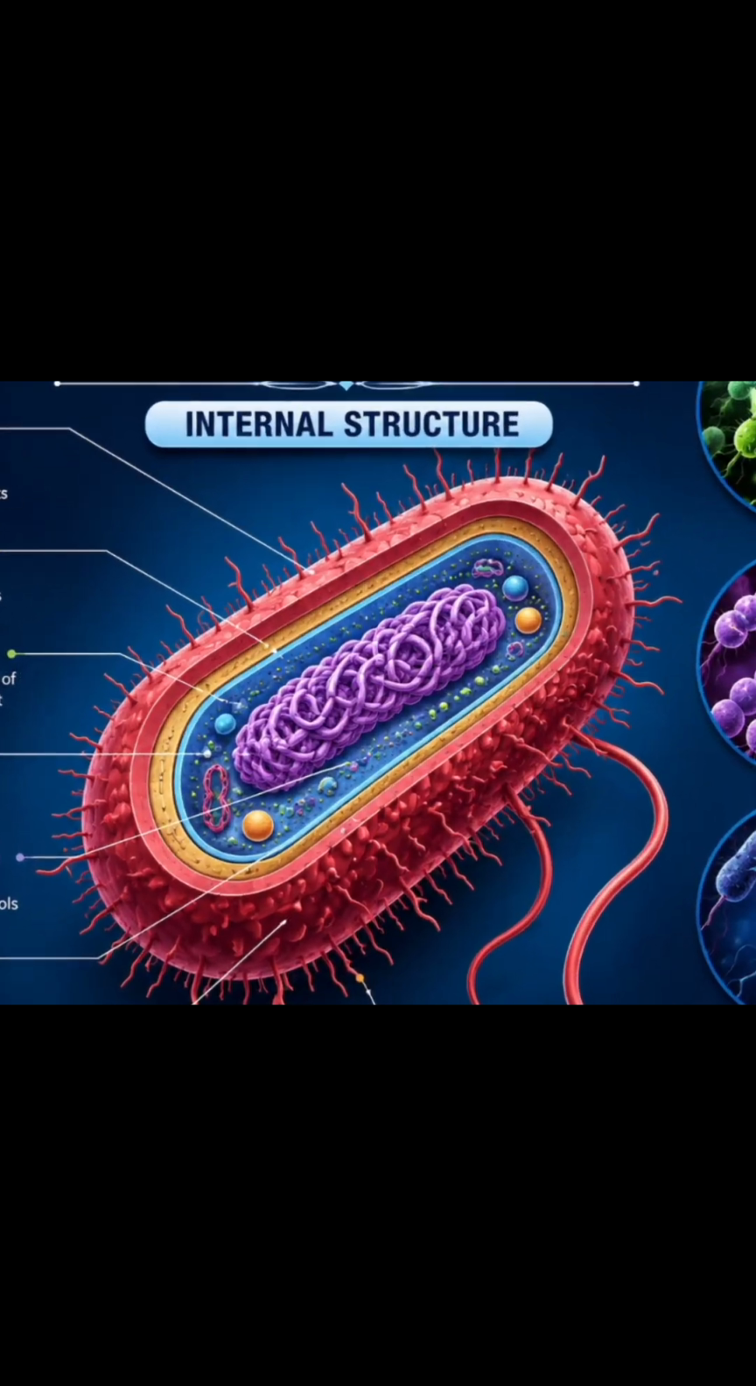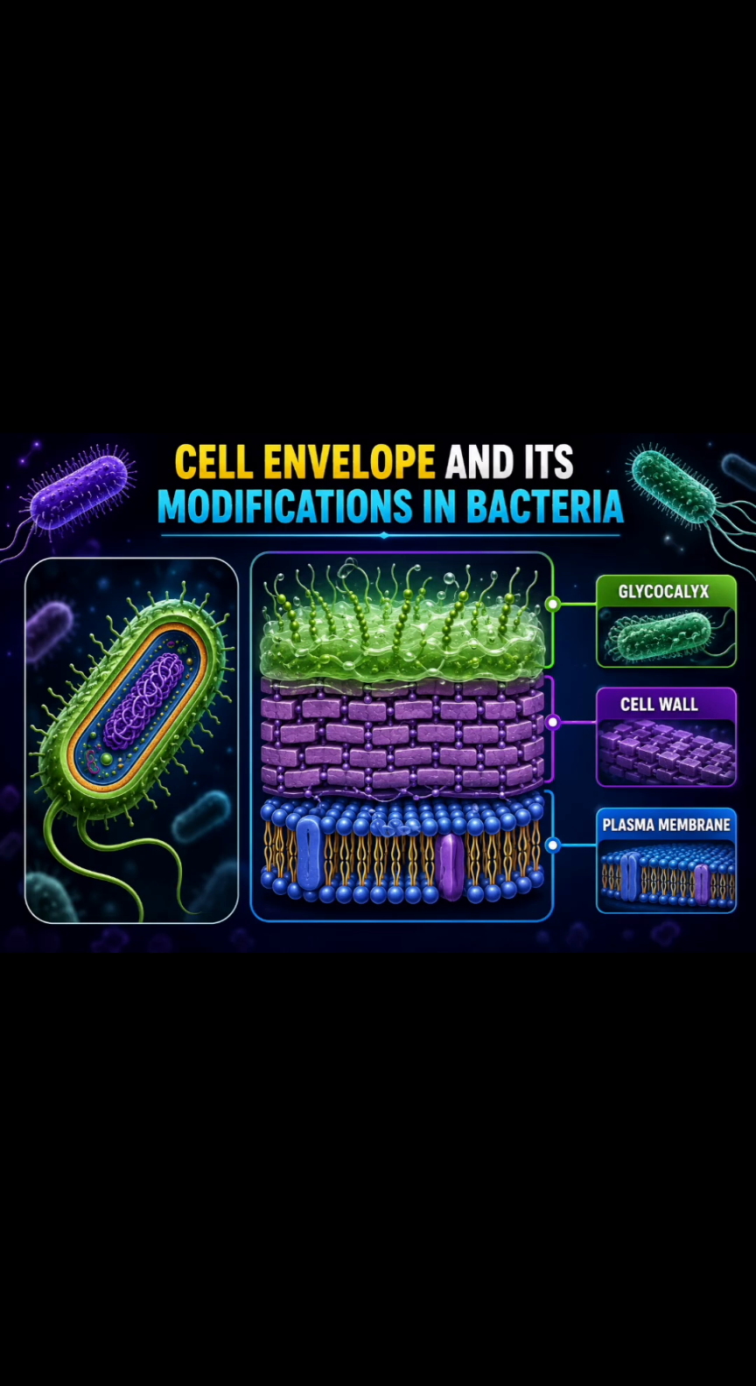Structure of bacteria. The bacterial cell envelope is made up of three layers. The first is glycocalyx, which is a gel-like sticky layer made up of proteins and sugars. It doesn't allow the toxins and other pathogens, that is the large size molecules, to penetrate into the cell, as well as it acts like a cushion and protects the cell from injury.